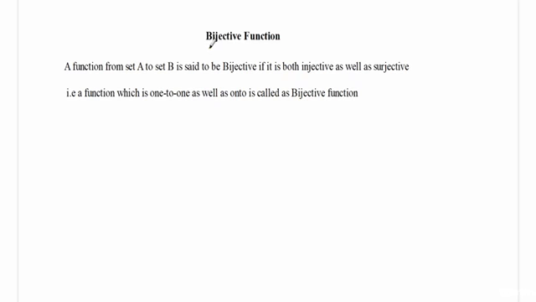So in this lecture you will understand bijective function. So guys, by definition, a function from set A to set B is said to be bijective if it is both injective as well as surjective. That is, a function which is 1-1 as well as onto is called a bijective function. Injective means 1-1, one to one, and surjective means onto. We remember this. So a function which is both injective as well as surjective is called a bijective function.